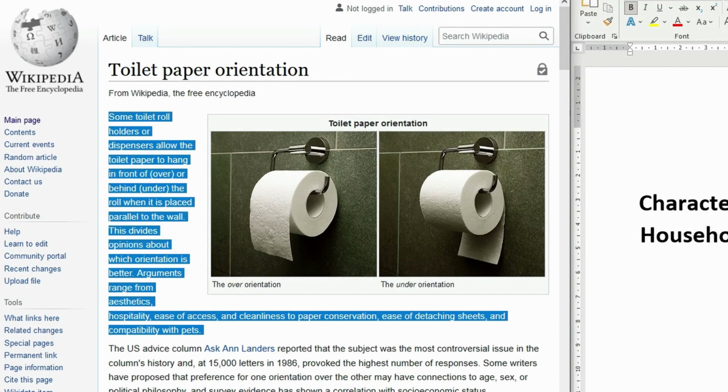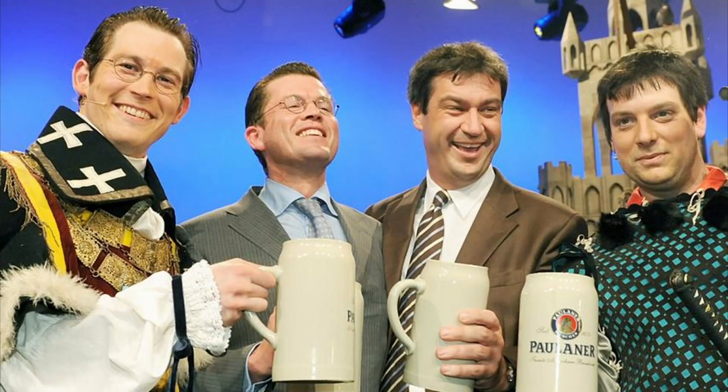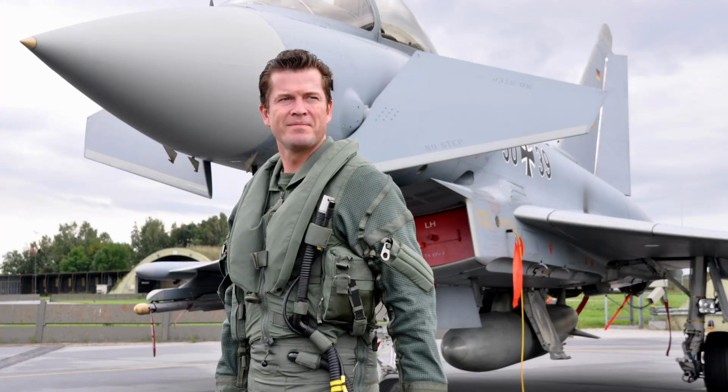You thought it's not that big of a deal to copy a passage from Wikipedia into your thesis? Wait until you hear this. Karl-Theodor Guttenberg was a popular politician back in 2011. He was the Minister of Defense and all over the news. There were rumors that he could be Germany's next chancellor.